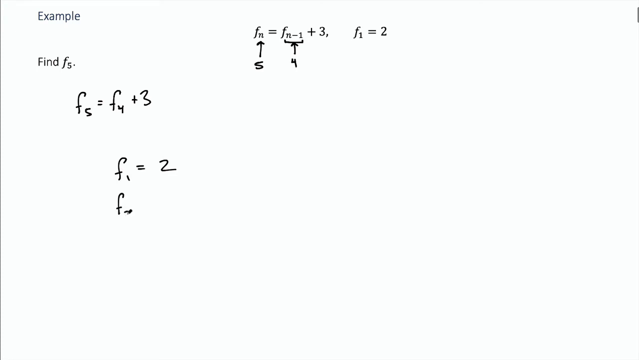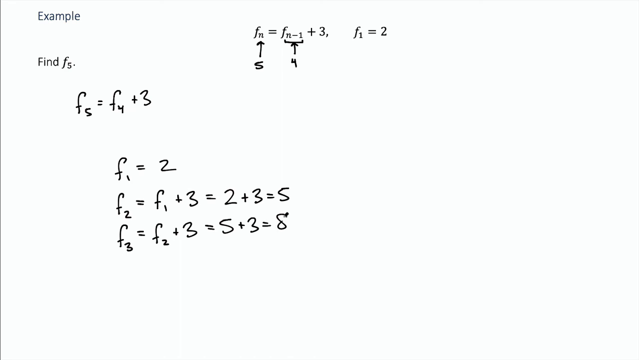So the next term, f sub 2, well, that's when n is 2. So that uses f sub 2 minus 1, which is 1. That uses the previous term and then plus 3. Well, we know f1. f1 is 2. And so this is 2 plus 3, which is 5. So now we know f2 is 5. Then we can find f3. To find f3, we're going to use f2 plus 3. Well, f2 is what I just found. That was 5. 5 plus 3. That's 8.